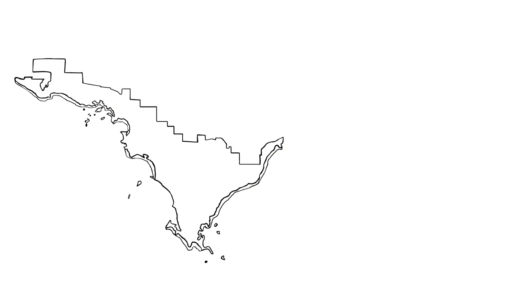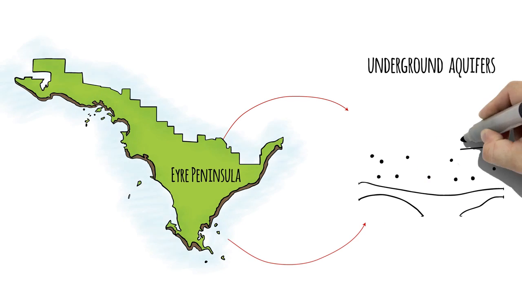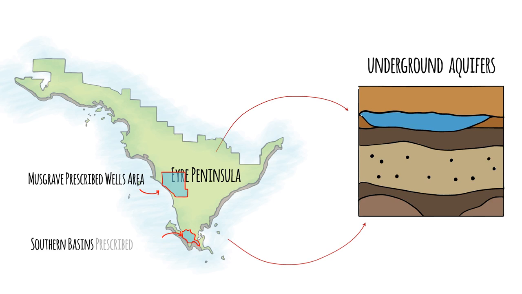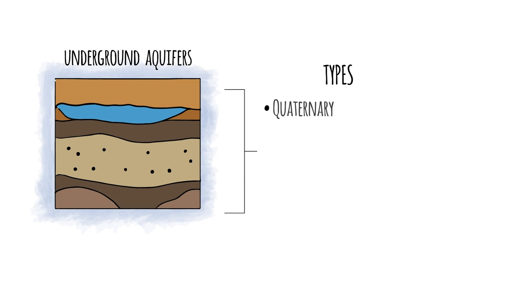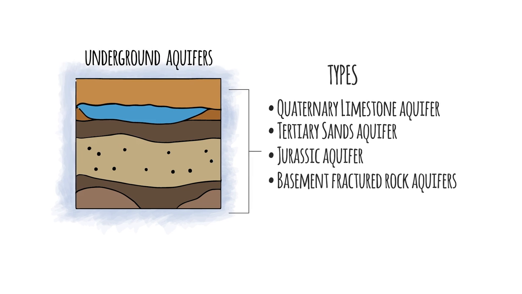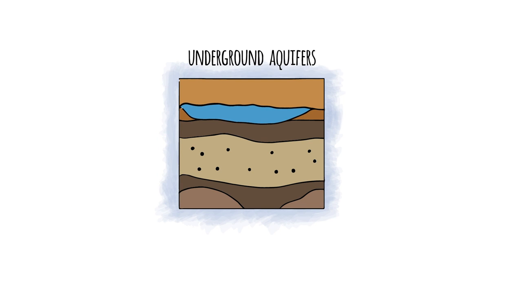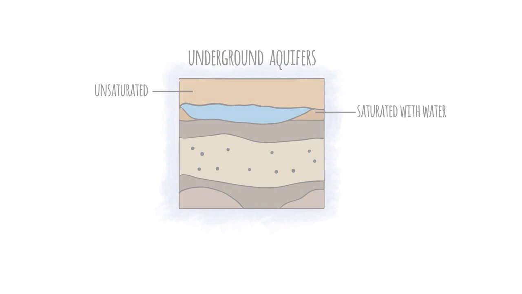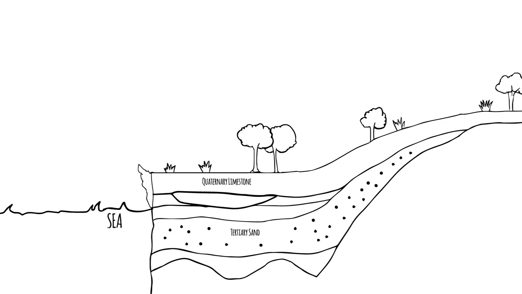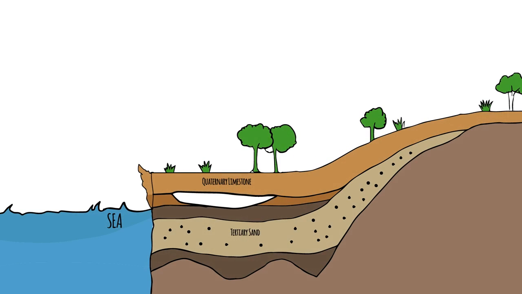In the Southern Basins and Musgrave Prescribed Wells areas, groundwater is found underground in a series of aquifers which are water-bearing rocks and sediments. These include the Quaternary Limestone Aquifer, the Tertiary Sands Aquifer, the Jurassic Aquifer and the Basement Fractured Rock Aquifers. Within these aquifers there are areas that are saturated with water and other areas that are unsaturated or dry. The most important aquifer in the Prescribed Wells areas is the Quaternary Limestone Aquifer, which consists mainly of ancient sand dunes trapped in old valleys.